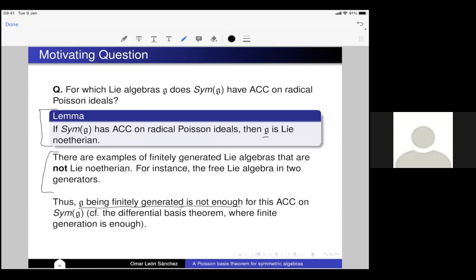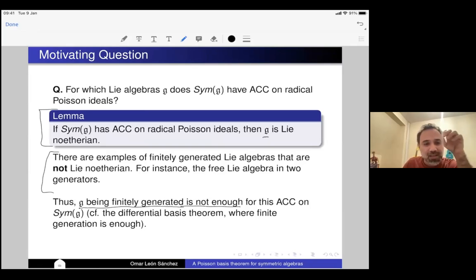Omar? Yes. Finitely generated here means as algebra, right? As a Lie algebra. Right, Lie algebra, okay. Yes, in fact, something I should point out here is that all the Lie algebras are infinite dimensional as vector spaces. When the Lie algebra is finite dimensional, then there is nothing to do, because then the symmetric algebra is a polynomial ring in finitely many variables, and then it's just outright fully Noetherian. So the cases that we're considering here are when the Lie algebra is of infinite dimension. But you have such Lie algebras that are finitely generated as Lie algebras.